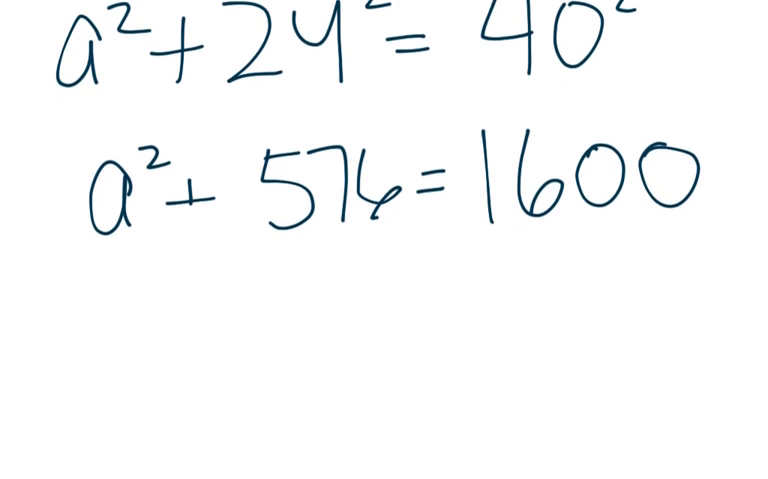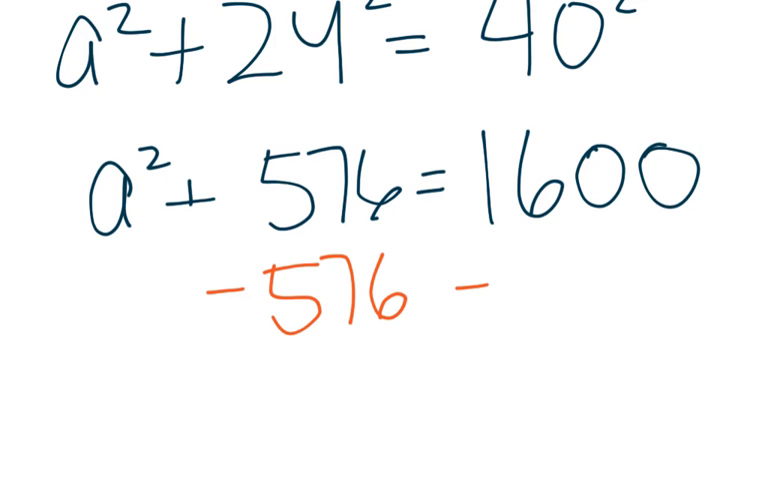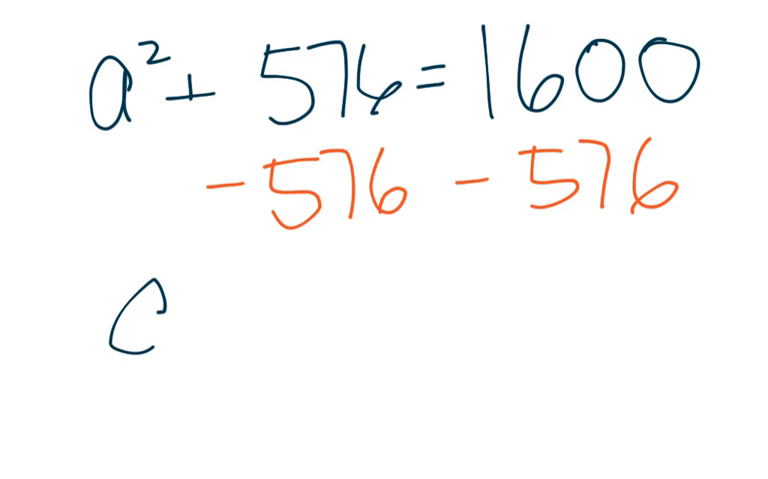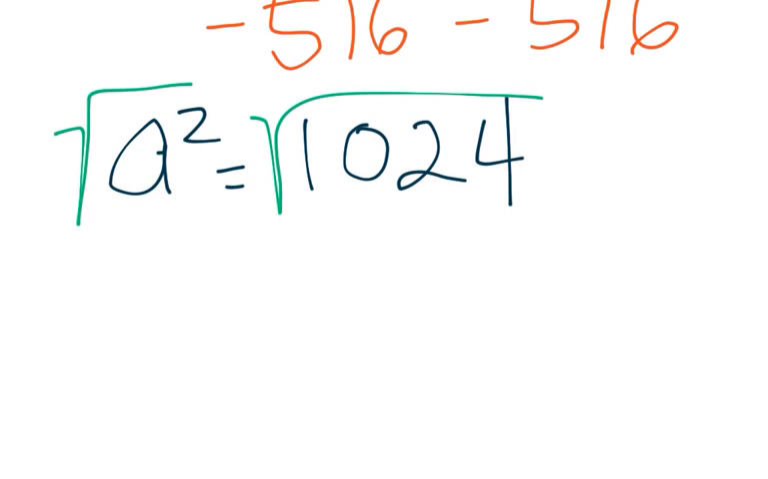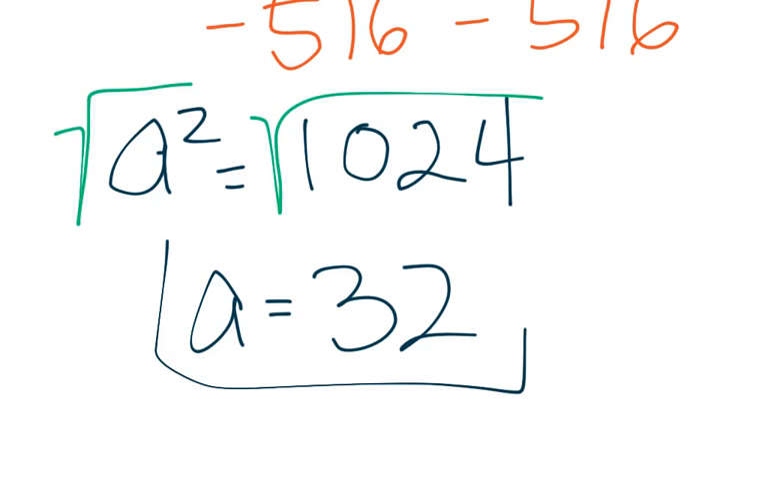Okay, so we want to isolate the A. We want to figure out what A is by getting it all by itself. So we're going to subtract 576 from both sides. So we have A squared equals 1600 minus 576, and that is 1024. So now we want to find the square root of both sides. So the square root of 1024 is 32. So A equals 32. And this is our final answer.